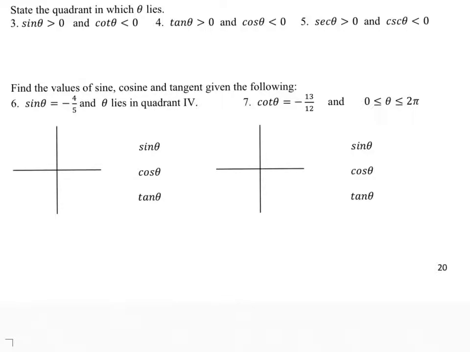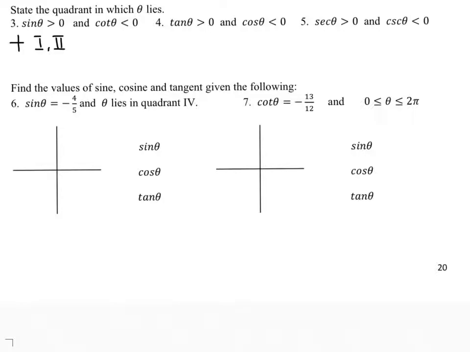Number 3 states sine theta would have to be positive, cotangent theta would have to be negative. Which quadrant will you find sine to be positive? Sine is the opposite side, or the y. So where will your y be positive? In order to have positive sine, it has to be in the first and second quadrant.